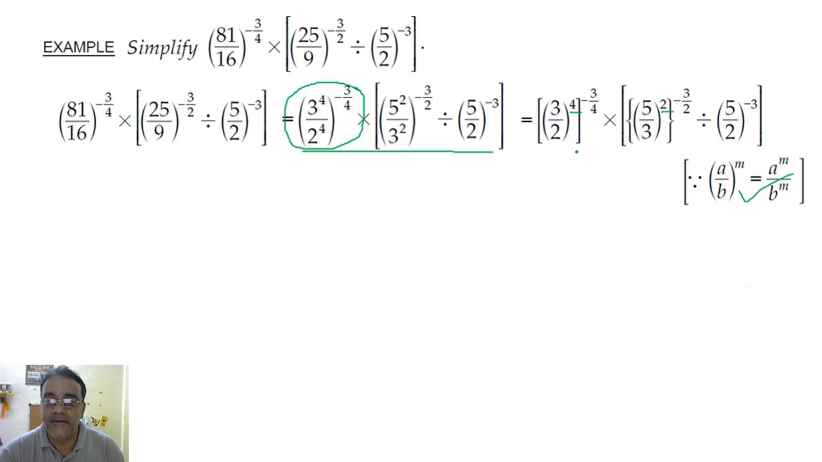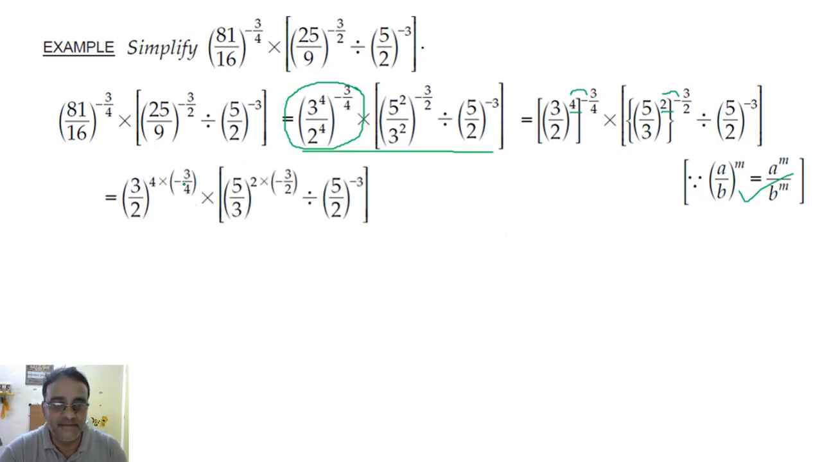Now again, one more law we have to use. We will multiply these two powers. उसके लिए कौन सा प्रॉपर्टी यूज करोगे? a to the power m whole to the power n is equal to a to the power m into n. So next step में ये दोनों powers multiply हो जाएगा. See, and this property we have used. Any doubt in this step?